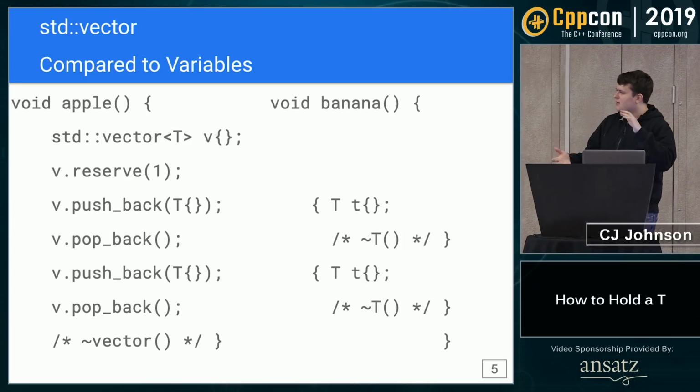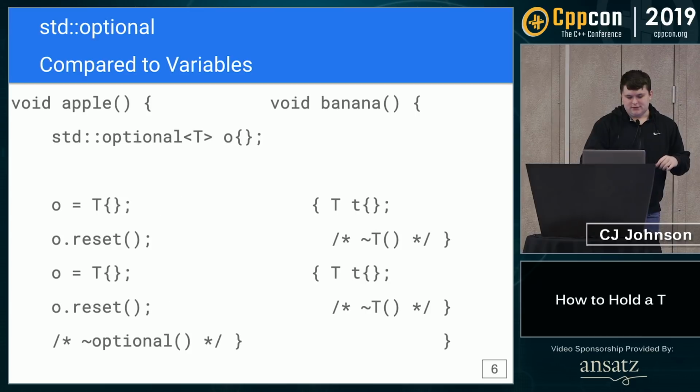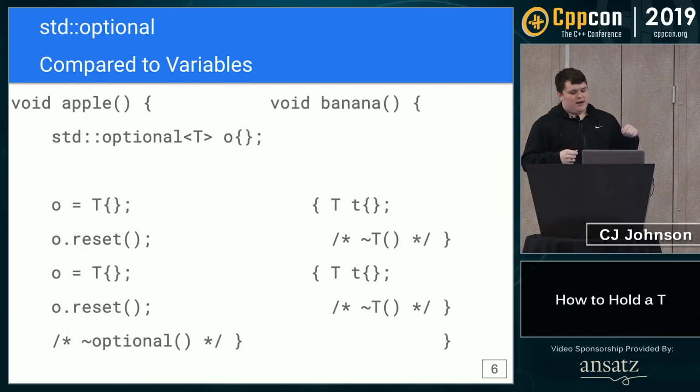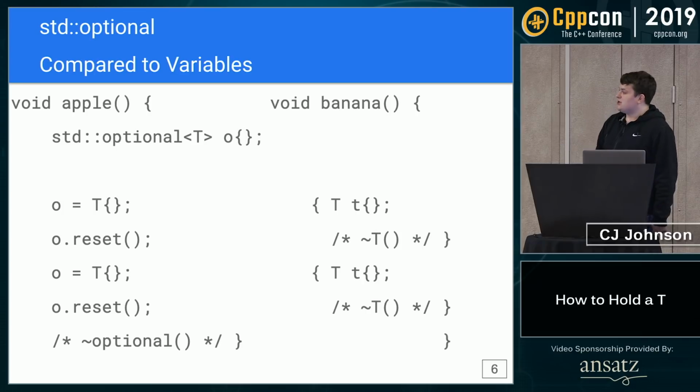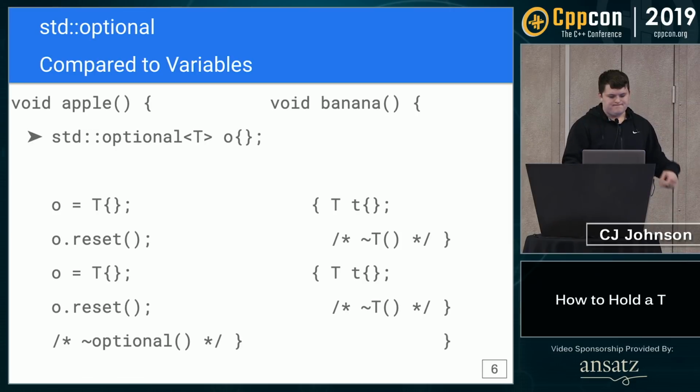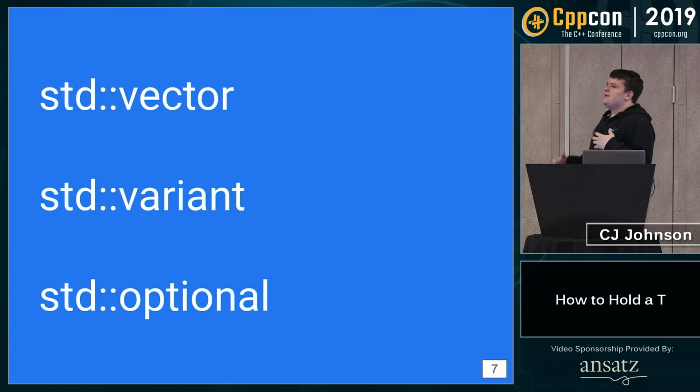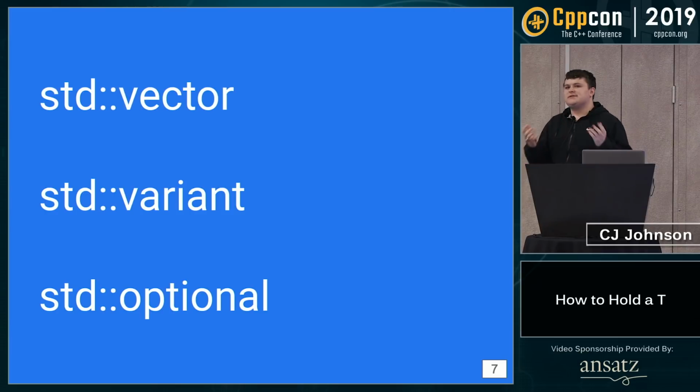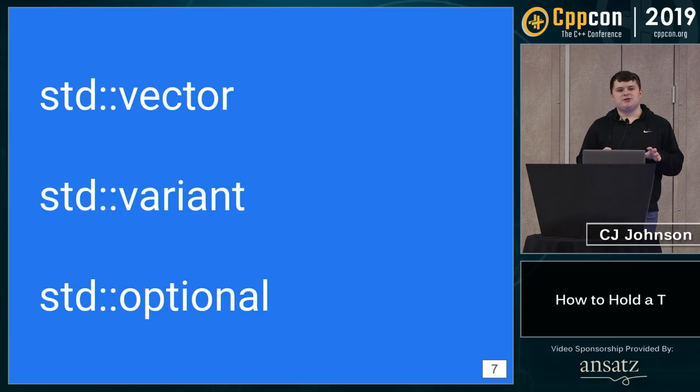I'd actually rather simplify this comparison using something called std::optional. So optional here, similar to vector, will, as we were doing before with reserve of 1, inside its default constructor allocate memory for 1 T. And then we're assigning a T into it, which constructs a T, and then calling reset, which destroys a T. Okay, so then you can say std::vector, std::variant, std::optional: these types can be said to hold T's because they manage memory and objects separately.